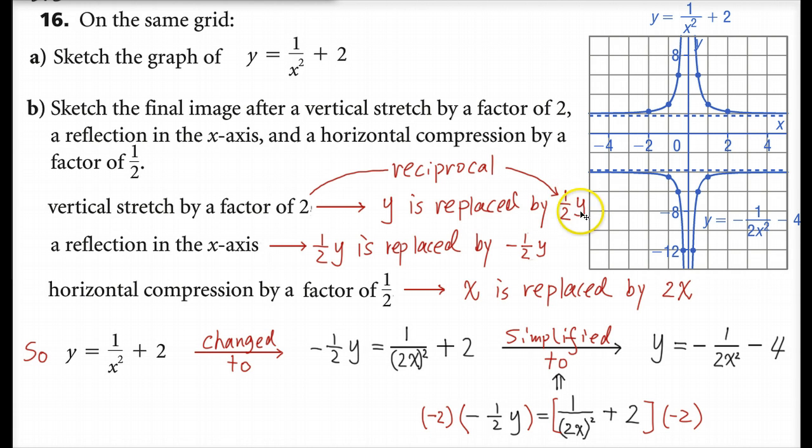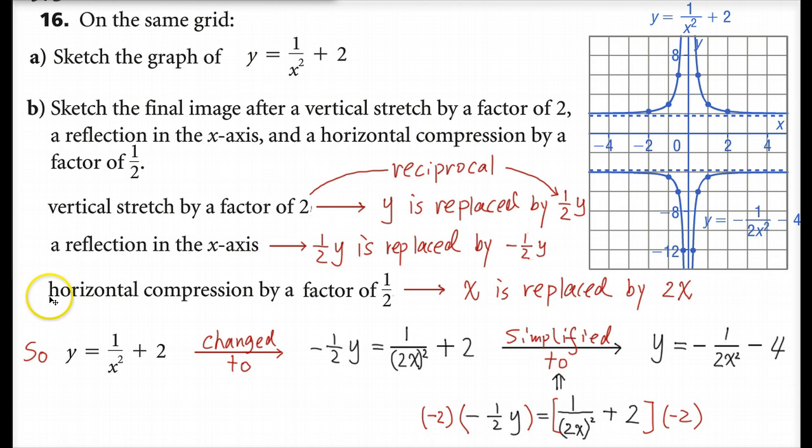If you try to isolate the new y, you're going to get that the new y actually equals 2 times the original y. So that's why when we stretch by a factor of 2, y is replaced by 1 over 2y. And then the reflection in the x-axis is a vertical reflection. So you just change y into negative. Because we already got 1 over 2y, it should be replaced by negative 1 over 2y. So that's a vertical reflection.